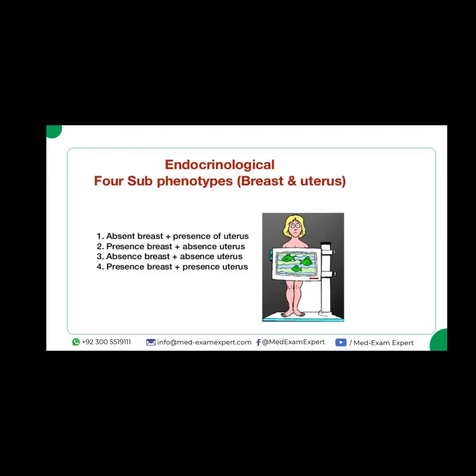According to the endocrinological, there are 4 subtypes, depending on whether the breast is absent or present. Number 1 is absent breast and presence of uterus. The second is breast is present but the uterus is absent. The third one is breast is absent and the uterus is absent. And the fourth one is breast is present and the uterus is also present.